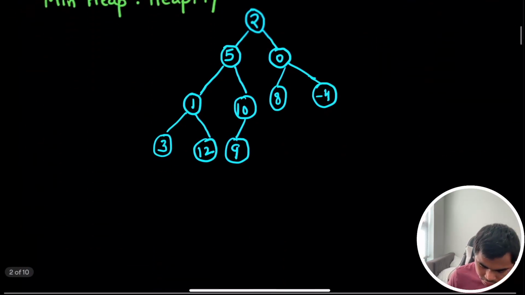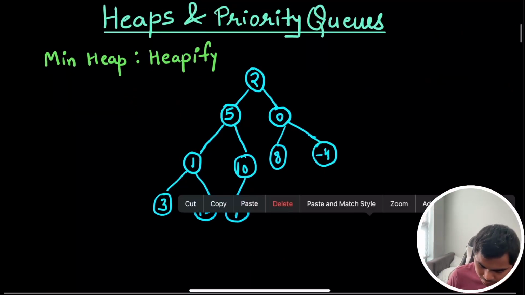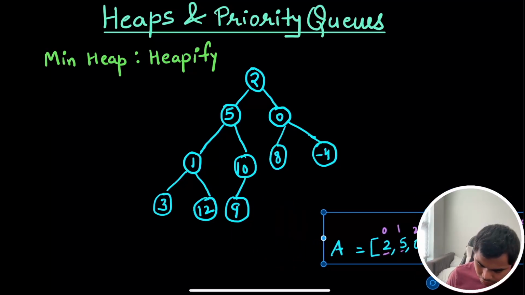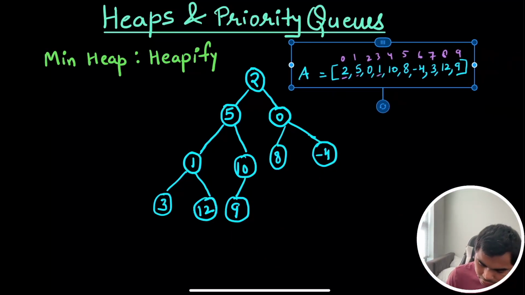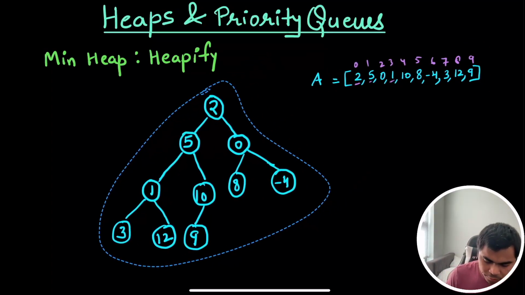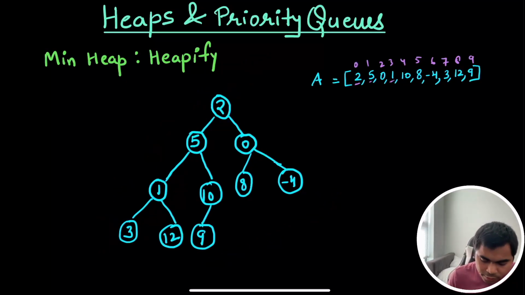Okay, and let's paste it right here. Okay, so this is the array that we are working with. This is the array right here. So this is not a heap right now, but let's convert it. Let's perform the heapify operation on it. How do we do it?